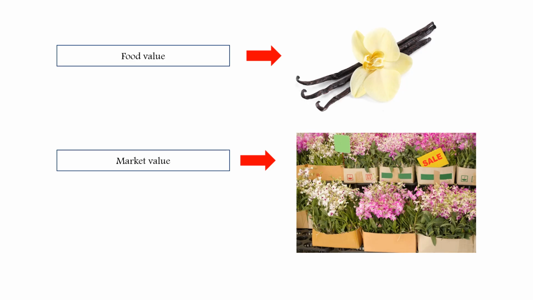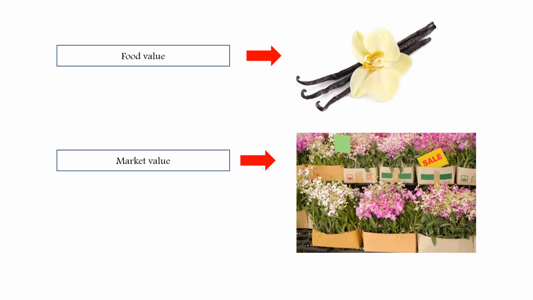Then comes our food value and market value. Orchids hold a significant role in food value, as we all popularly know about vanilla. Vanilla is an orchid species, used for many things: cosmetic purposes, food purposes, scent and more. Many orchids are used for food, for decorative purposes or for tea, and they have market value too.